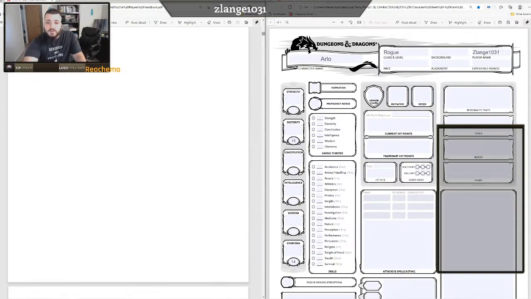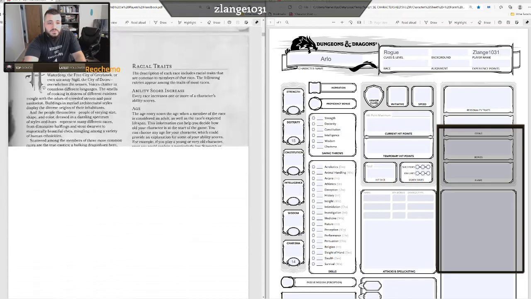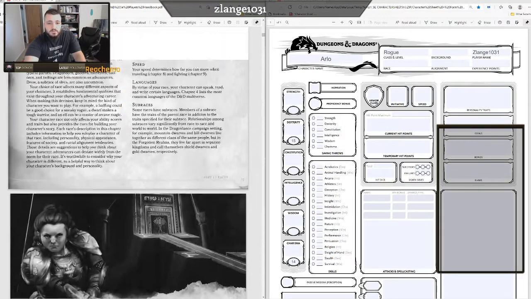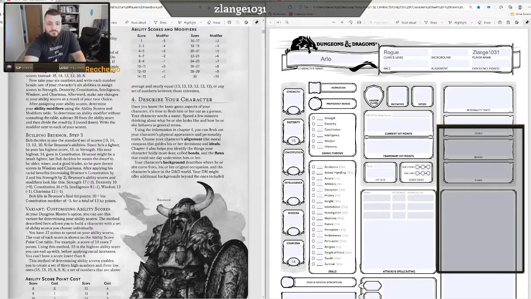So let's go back up to where it talked about our skills. Went too far. Okay, standard array. That's the variant. Okay, so 15, 14, 13, 12, 10, 8.